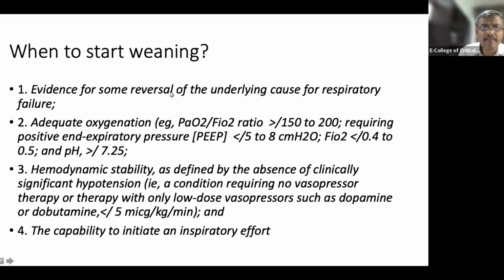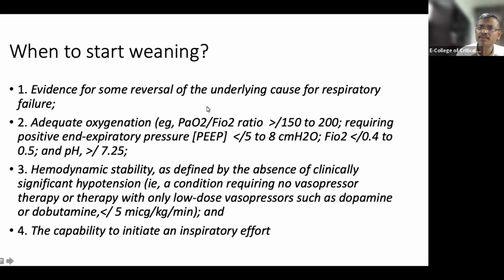Appropriate when to wean: evidence of some reversal of the underlying pathology, whatever you intubated for. If you intubated for pneumonia, make sure pneumonia is clearing. If you intubated for a respiratory problem, make sure the respiratory problem is clearing. Here in this case, surgery related hypoperfusion, kidney, liver settling down or not. If those things are settling down, then we can try weaning. Look at oxygenation is okay or not. PaO2 to FiO2 ratio more than 150 or 200. Look at low FiO2 and low PEEP. 40% FiO2 and PEEP of even 5 to 8 is enough to go for weaning.